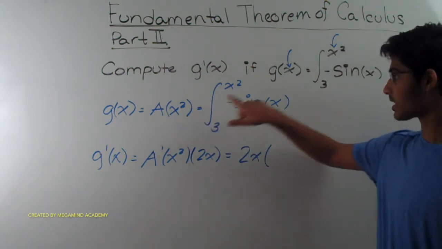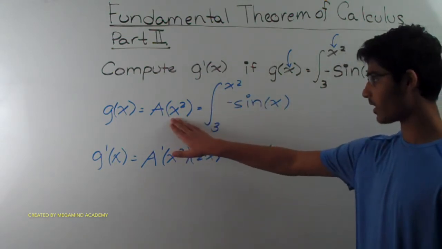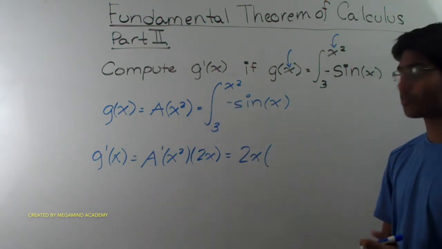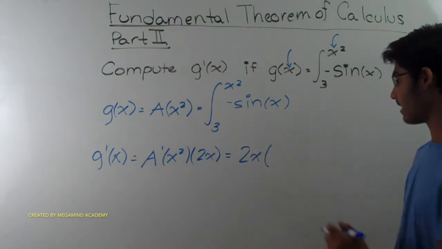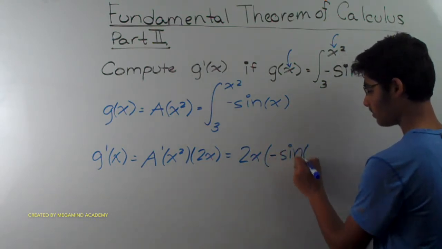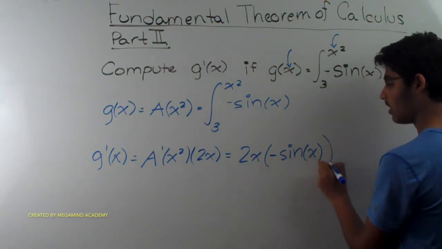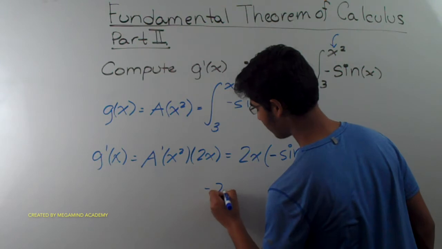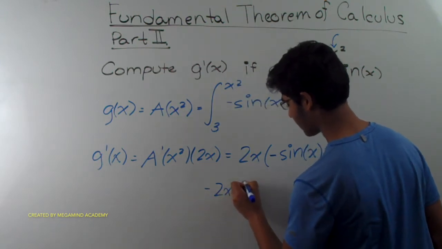Now because we have x squared here, and the upper limit of integration is x squared, we know that a prime of x squared will be negative sine of x. So that means that the answer to this problem is negative 2x sine of x.